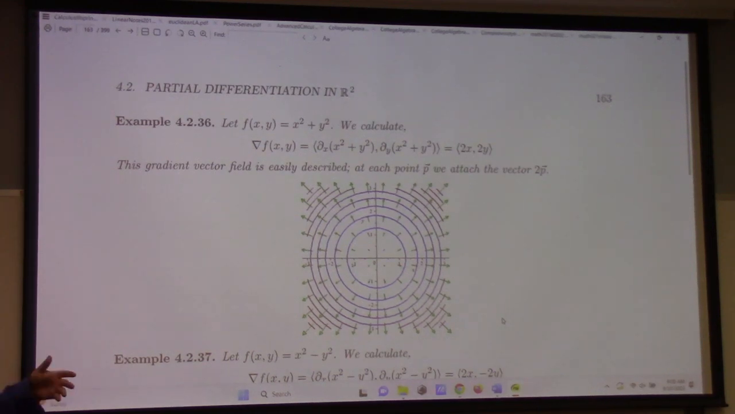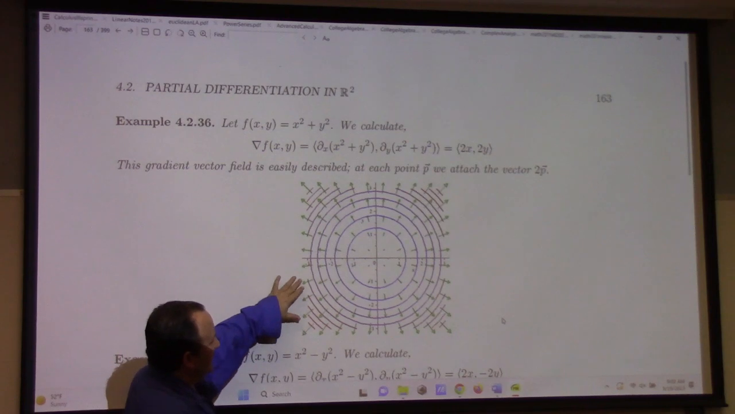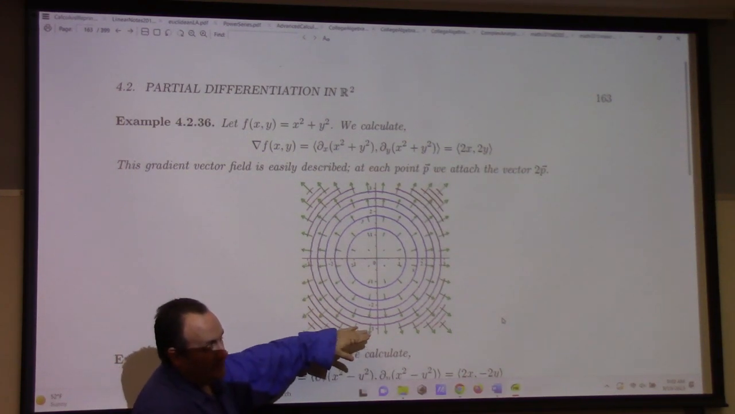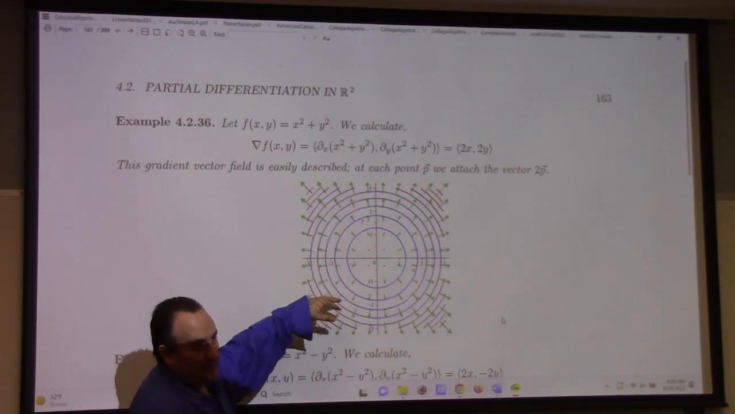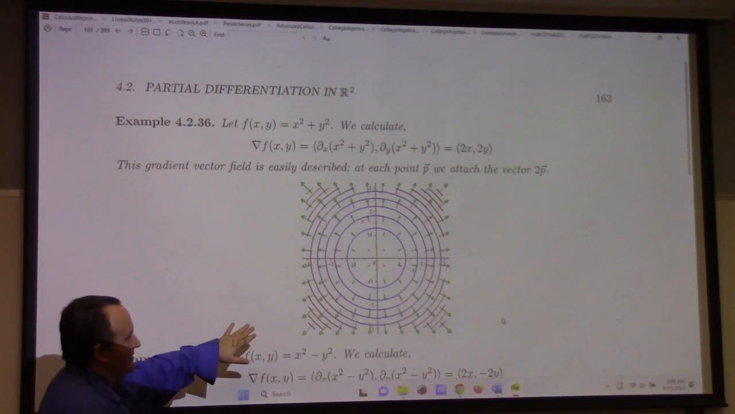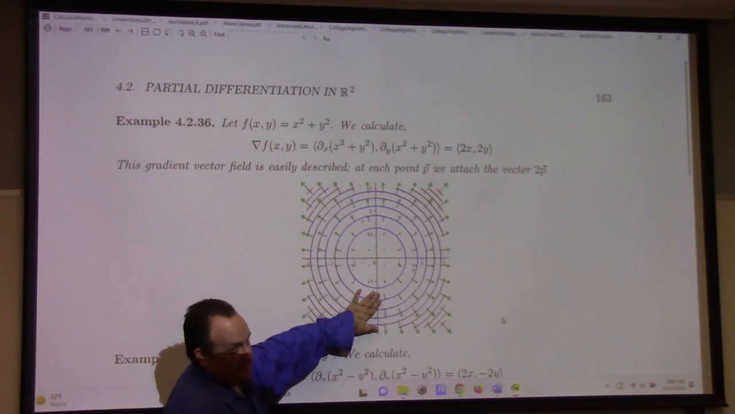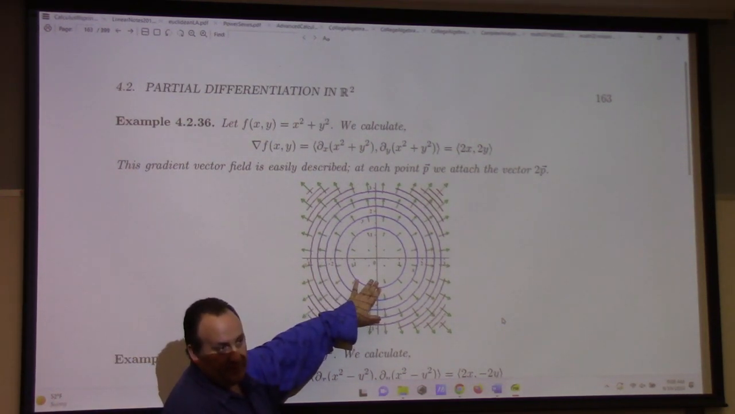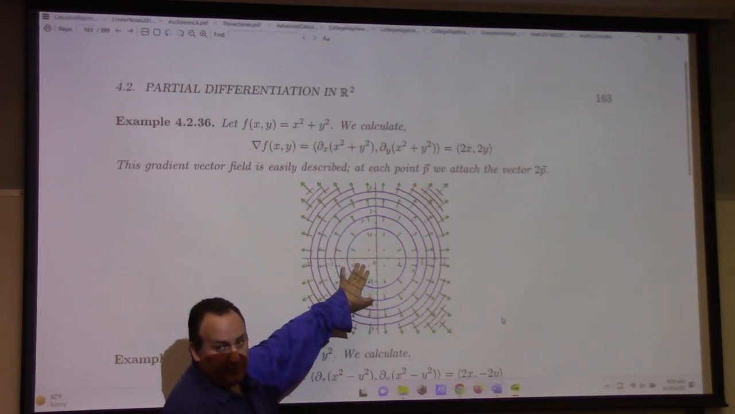This gives you a sense that the gradient vector field is getting bigger as you go farther out, but also it's always pointing away from the origin, directly out from the origin. Now, this picture also has superposed on it what are called contour plots. A contour plot is when you plot more than one level curve at once.